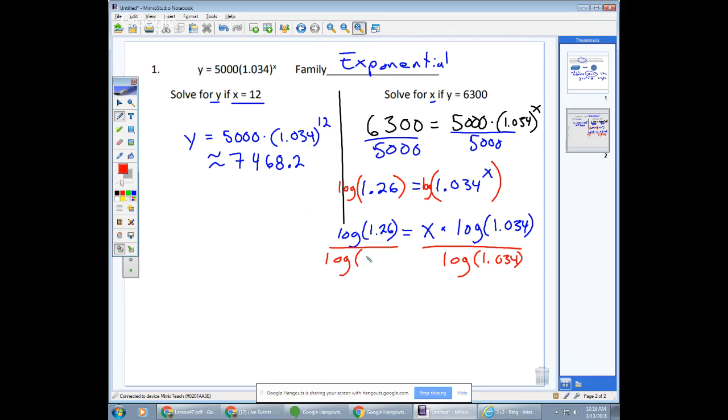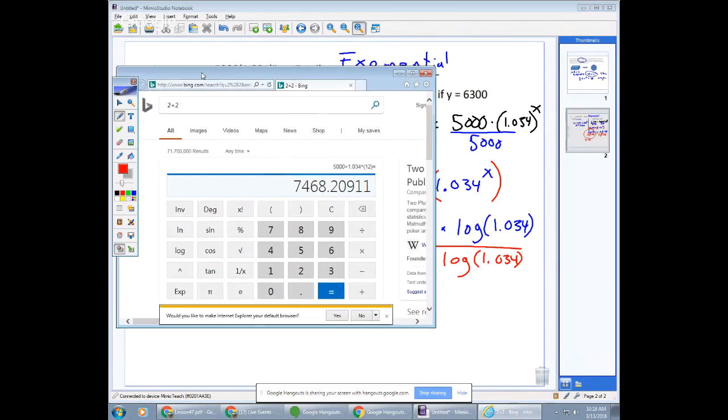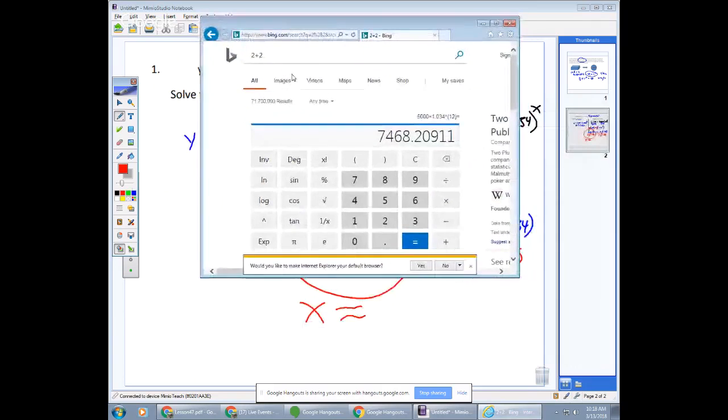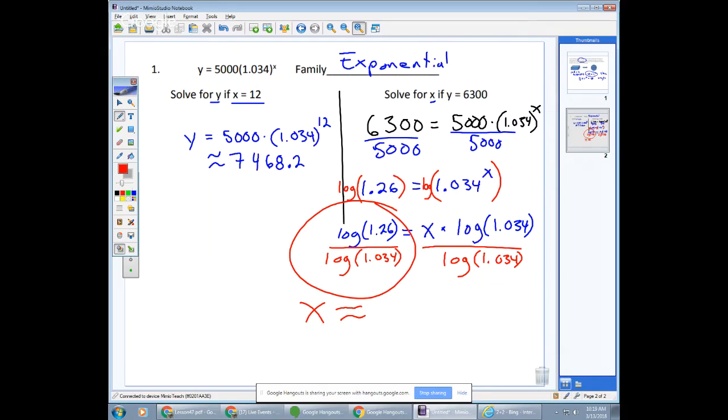So now I'm ready to whip out my calculator and try and type this out. So that should be my x value right there. I've got the log of 1.26 closed, divide by the log of 1.034. Did I get those numbers right? Sure. Equals 6.9-ish. So about 6.9.